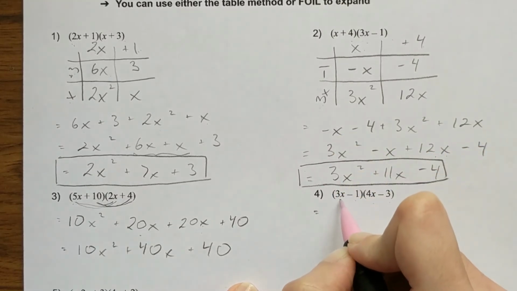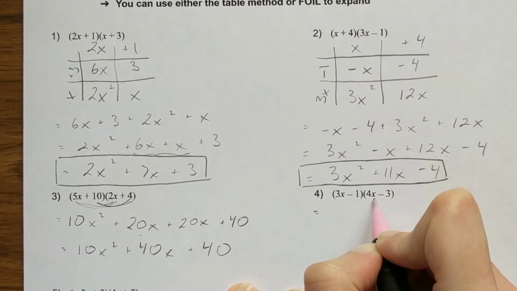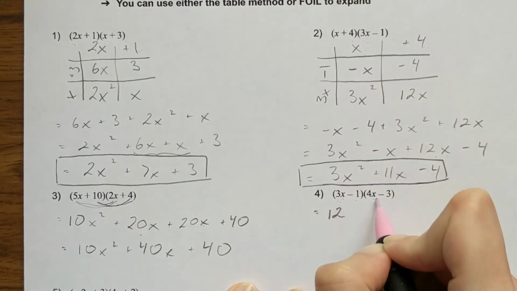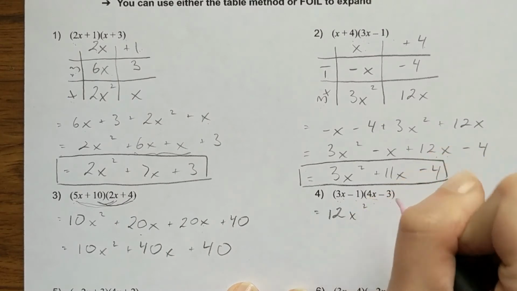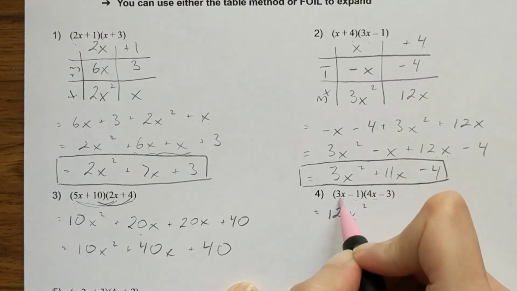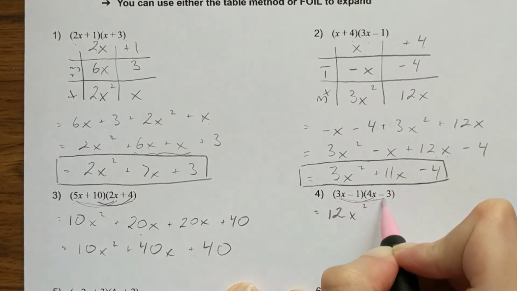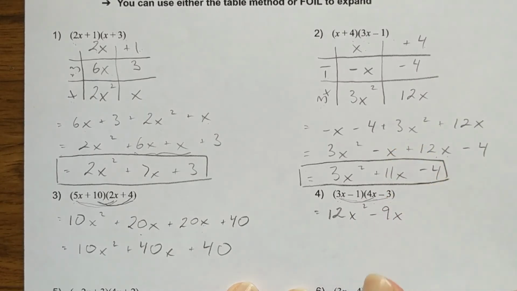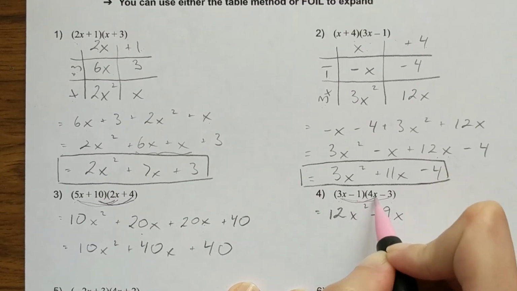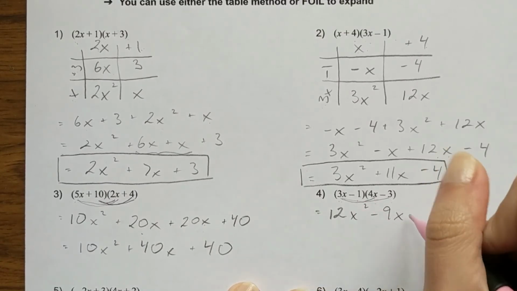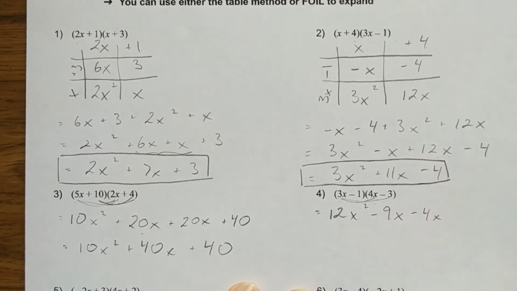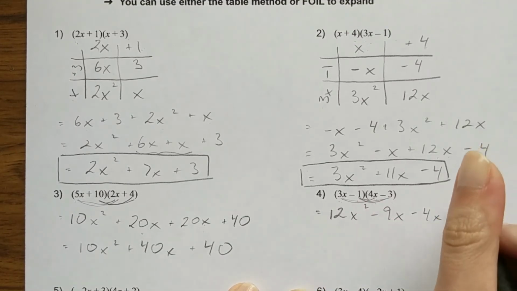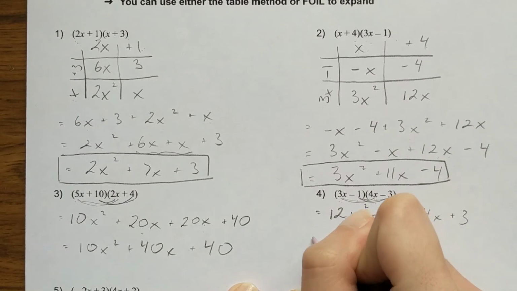So first we're going to start 3x times 4x. Well, we do 3 times 4, so that's 12. X times x is x squared. Then we do 3x times negative 3, that's going to be negative 9x. Negative 1 times 4x is negative 4x. And then negative 1 times negative 3 is positive 3.